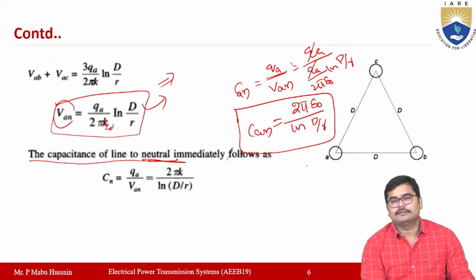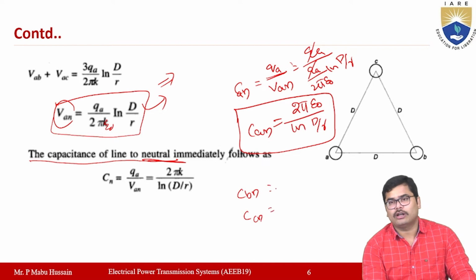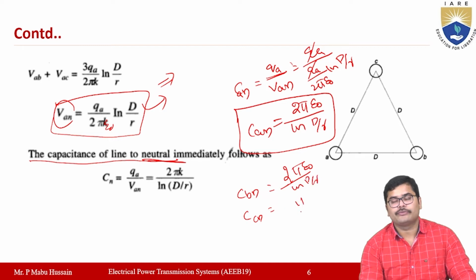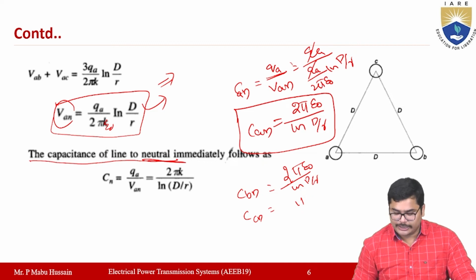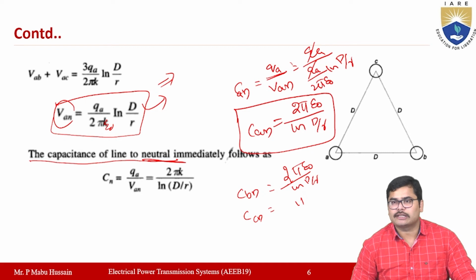As the transmission line system is symmetrical here, the values of CBN and CCN will also be the same, which is 2 pi epsilon naught by ln D by R. This is how you can determine the capacitance of a transmission line system.